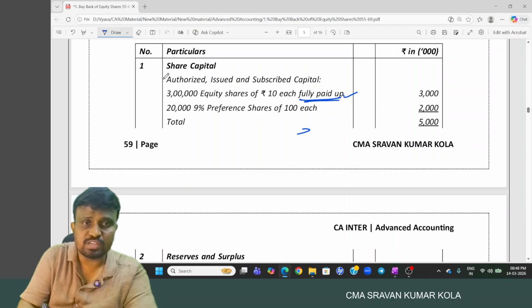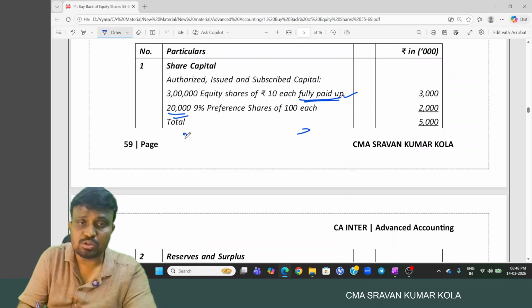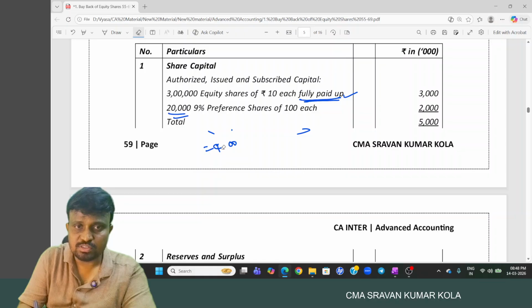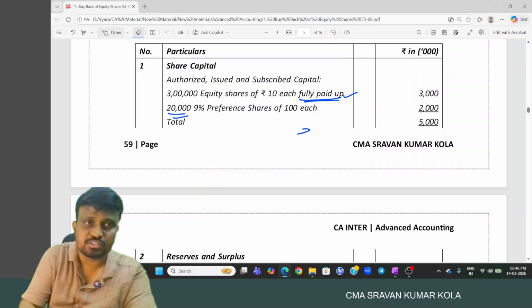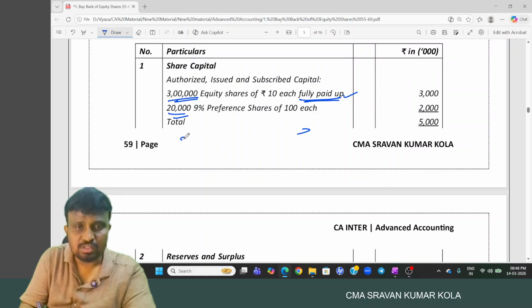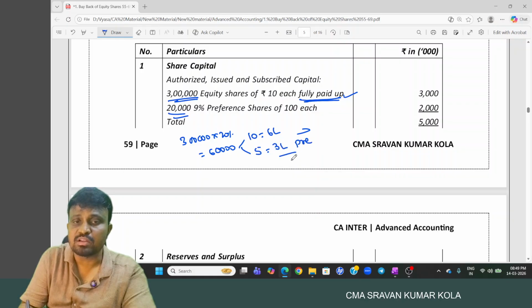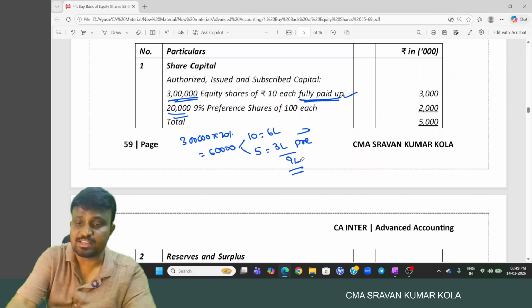We are purchasing 20% of the equity shares. How many equity shares do we have? 20,000 into 20%... sorry, that is the preference shares. We have to see the equity shares, and we have 3 lakh equity shares. 3 lakh into 20% is 60,000 shares. 60,000 into 10 rupees is 6 lakh equity share capital. 5 rupees, 3 lakh, is the premium on buyback. The total amount due is 9 lakhs.